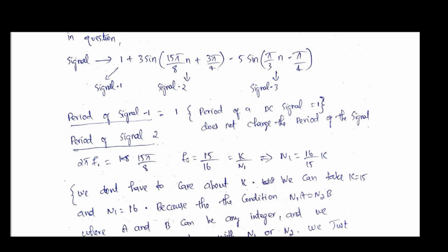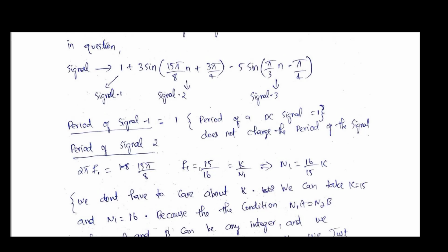Because frequency, we know it is the reciprocal of the time period, right? So similarly, in case of a discrete signal, it is n1. In case of a discrete signal, the time period we represent as n. But in case of a continuous signal, it will be t. So we have f1 equal to 15 by 16, that is equal to k by n1.